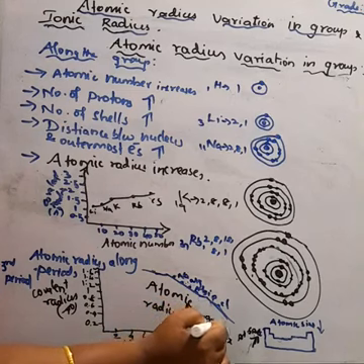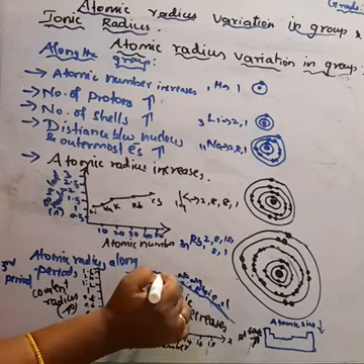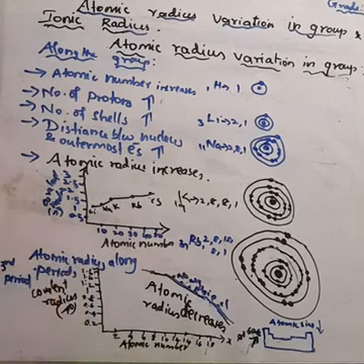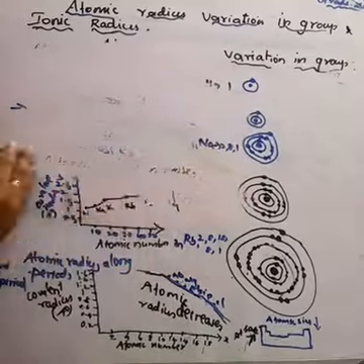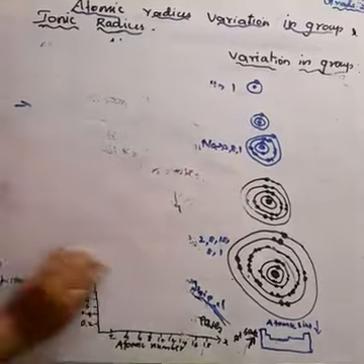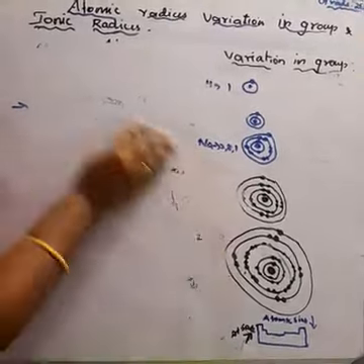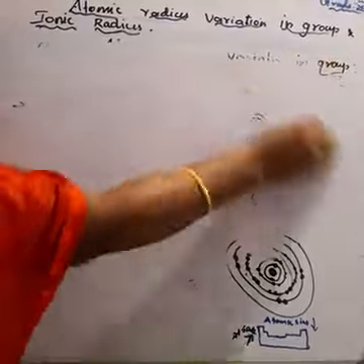Understood? These are about the atomic radius. Okay, then we are going to study about ionic radius and how to calculate the ionic radius for the different ions. Okay, what do you mean by ionic radius?